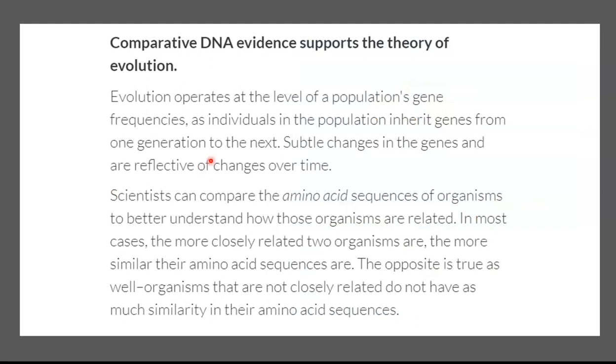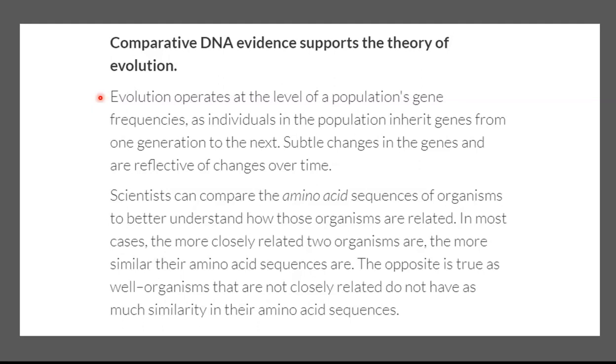So what you can see here is a blurb from your course itself. It was really well written, so I want to take a look at that with you. I'll read that for you. It says comparative DNA evidence, in other words, comparing DNA of different organisms, supports the theory of evolution. Evolution operates at the level of a population's gene frequencies. Remember, evolution operates on the population level, natural selection operates on the individual.